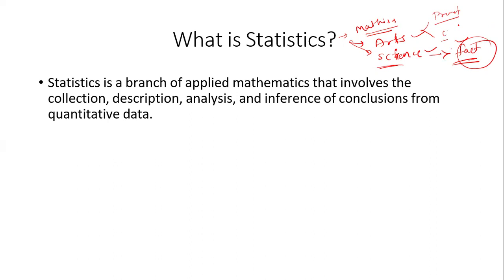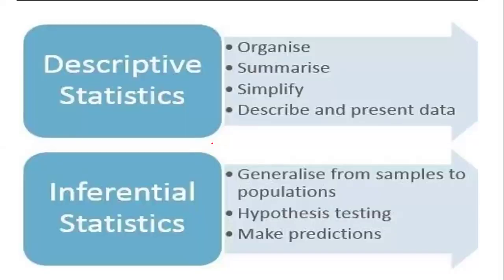Statistics is a branch of applied mathematics that involves the collection, description, analysis, interpretation and conclusion from quantitative data, that is, in numerical terms. Statistics is further divided into two categories: descriptive statistics and inferential statistics. Descriptive statistics include organizing, summarizing, simplifying, describing and presenting the data. So this is about description: how you describe, present, simplify, classify and organize your data.